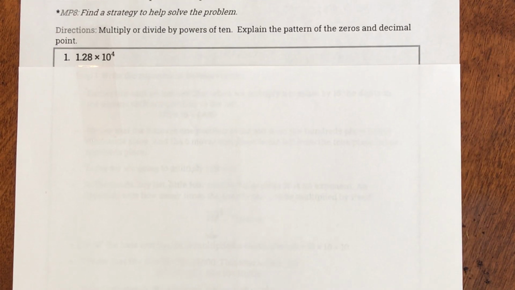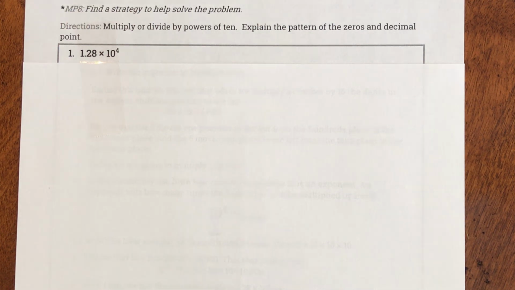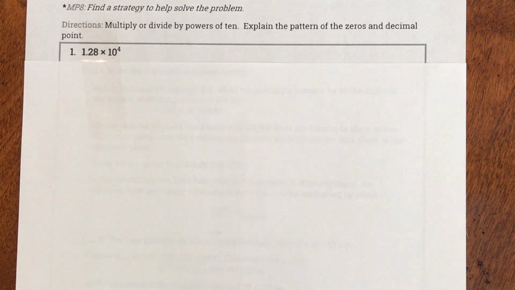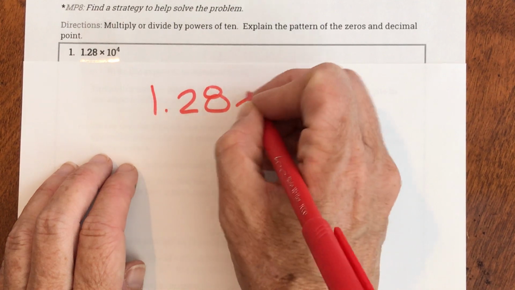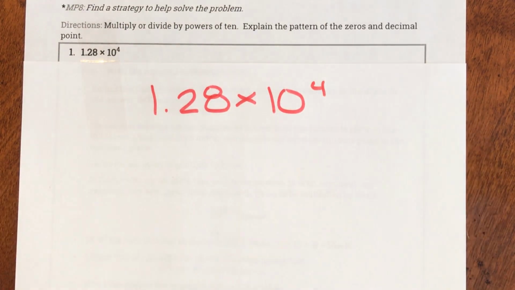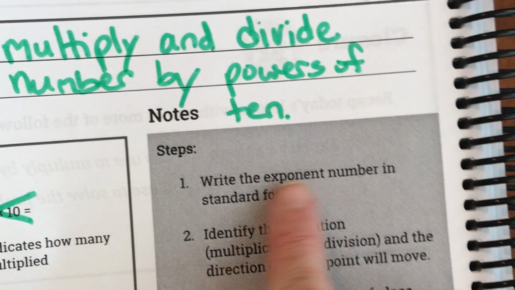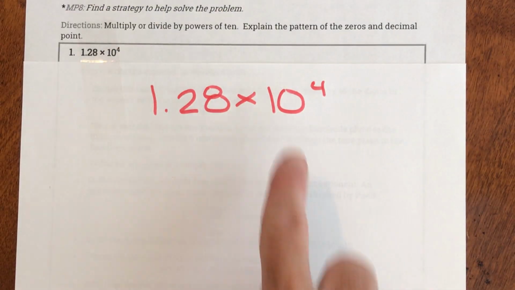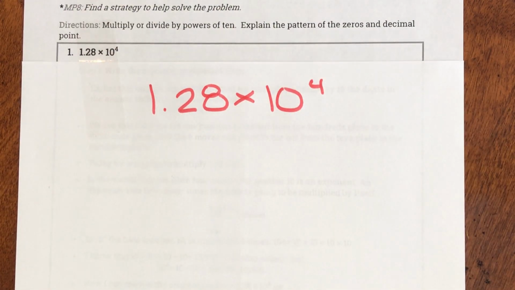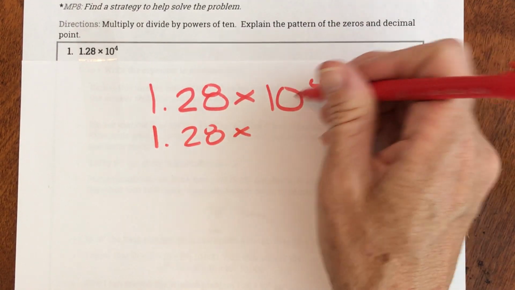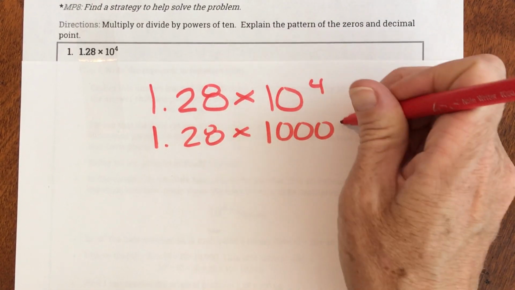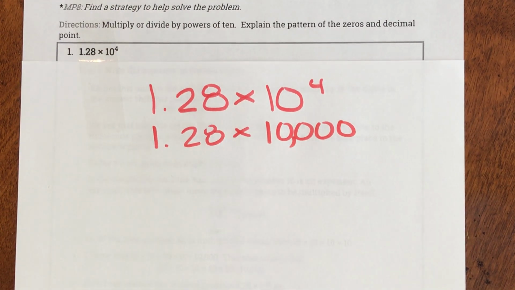So my directions say I'm going to multiply and divide by powers of 10. I'm not going to explain it by writing, we'll explain it by talking. So again, like I've told you, I like to usually rewrite mine because I think sometimes it's written too small. Okay, so I'm going to look at my steps. My first step says I'm going to write the exponent number in standard form. So instead of 10 exponent 4, what does that mean? Well, it means 10 times 10 times 10 times 10, but it actually is worth, remember our cheat ways, there's 4 zeros, so 1, 2, 3, 4. So it's actually worth 10,000.